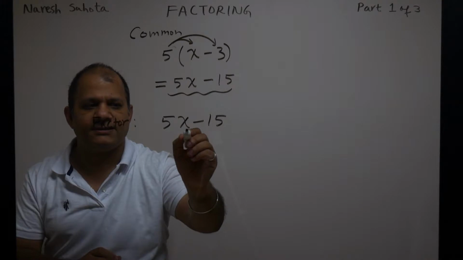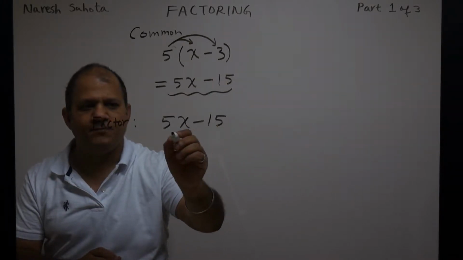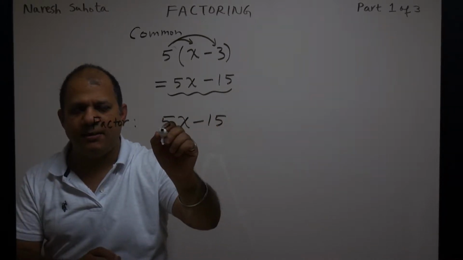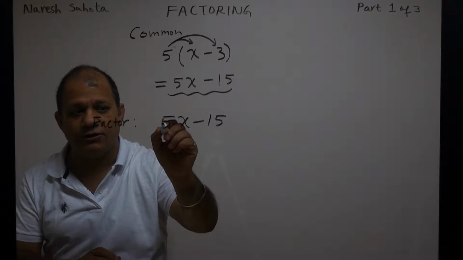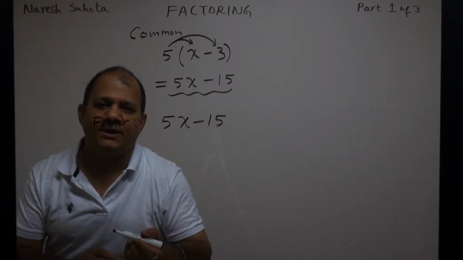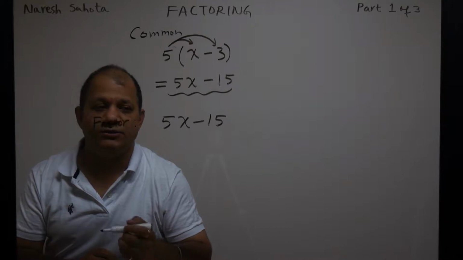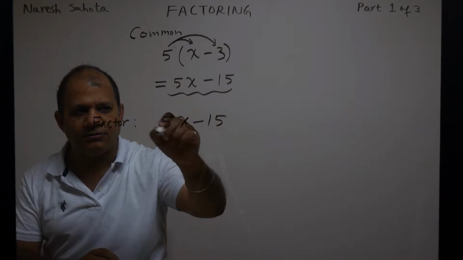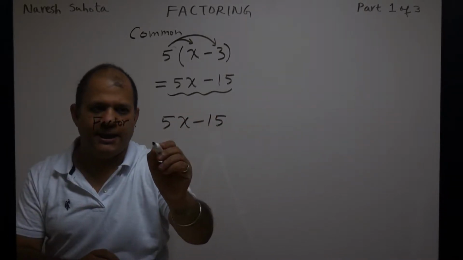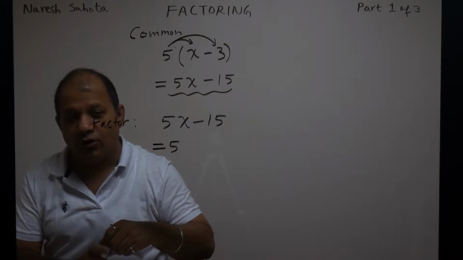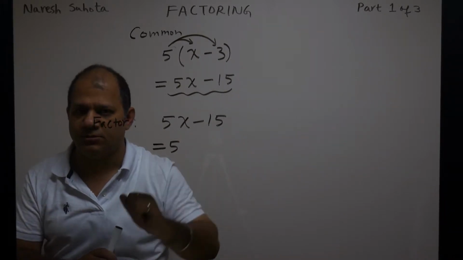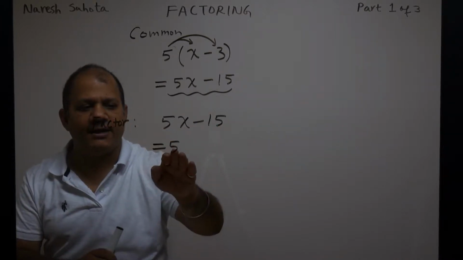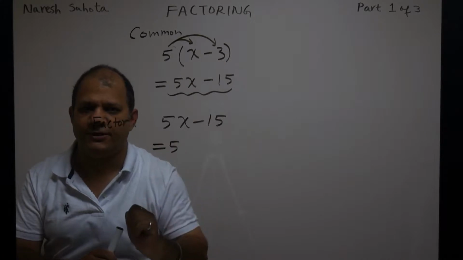The first term is 5x, the second term is 15. Now we have a 5 and a 15. Is there a number that goes into both the 5 and 15? Yes, 5 is a multiple of 5 and also 15, right? So we know that 5 is a common factor. In this question, a number is common, and that number is 5. And you always want to take out the highest number possible. In this case, the highest number that we can take out is 5. 5 goes into both 5 and into 15.